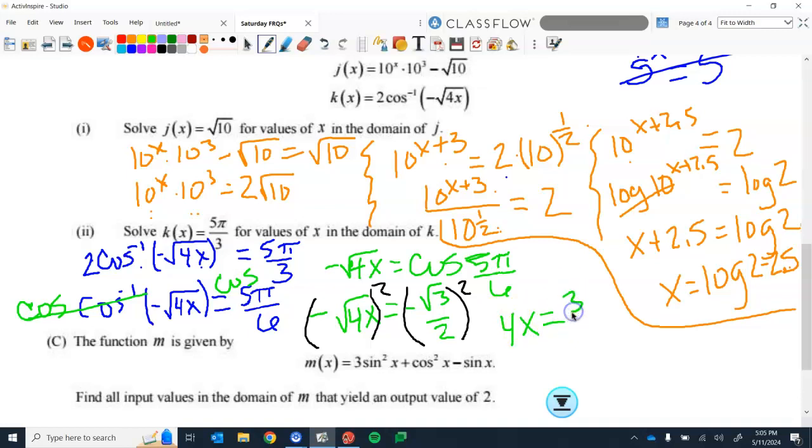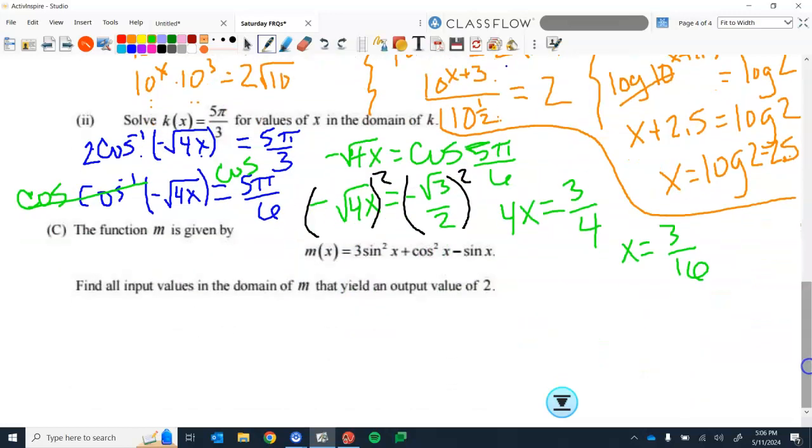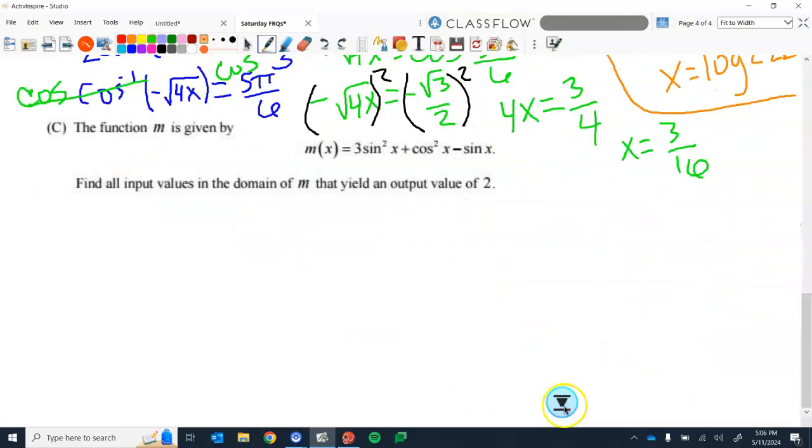And then I square this, I'm going to get 4x equals, well, the square root of 3 squared is 3, 2 squared is 4. Then I'm going to divide both sides by 4, and when I divide by 4, it's the same as multiplying by 1/4, so x equals 3 over 16. Whew. There we go.